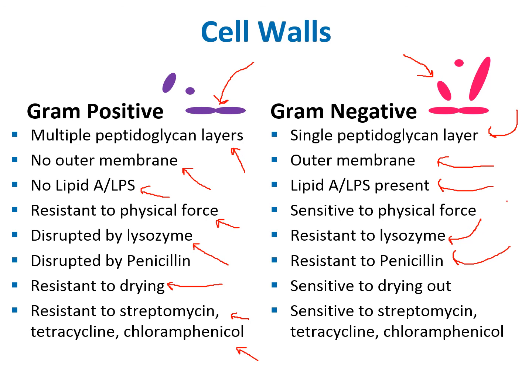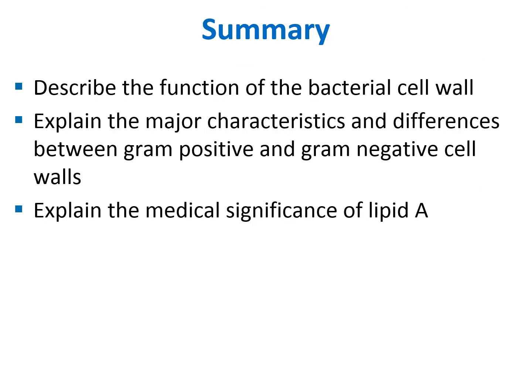These cells, because they only have one layer of peptidoglycan, are sensitive to physical force. They are sensitive to drying out, again, because they don't have a lot of insulation to hold water in the cell. And they are sensitive to antibiotics like streptomycin, tetracycline, and chloramphenicol. So we get all of that information just by knowing how certain cells stain with the gram stain. So that's it for this particular video.